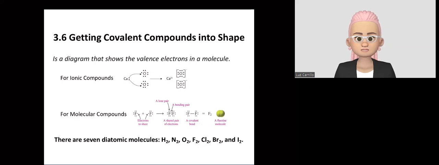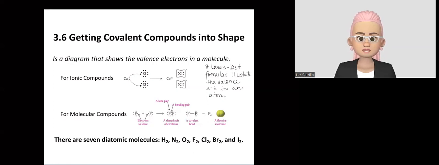Remember that these Lewis dot structures, or Lewis dot formulas, illustrate the valence electrons in an atom. Remember that for representative elements, those are going to be the digit before the letter A, specifically for groups 1A all the way through 8A.